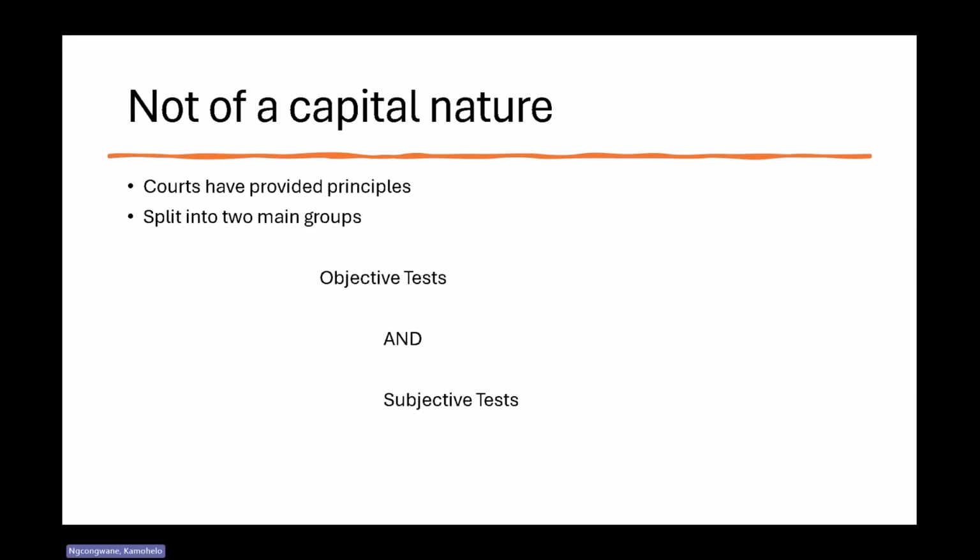So when it comes to transactions, or the definition of what "not of a capital nature" means, as much as it's not defined, the courts have provided principles that can be applied to determine whether something is of a capital nature or whether something should be included in gross income. These principles are split into two: an objective test and a subjective test.